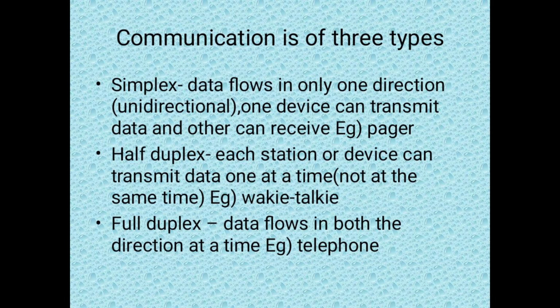Communication is of three types: simplex, half duplex and full duplex. Simplex. Data flows in only one direction, that is unidirectional. One device can transmit data and the other device can receive, but one at a time. Example, pager. Half duplex. Each station or a device can transmit data one at a time. Example, walkie-talkie, but not at the same time. Full duplex. Data flows in both directions at a time. Example, telephone.